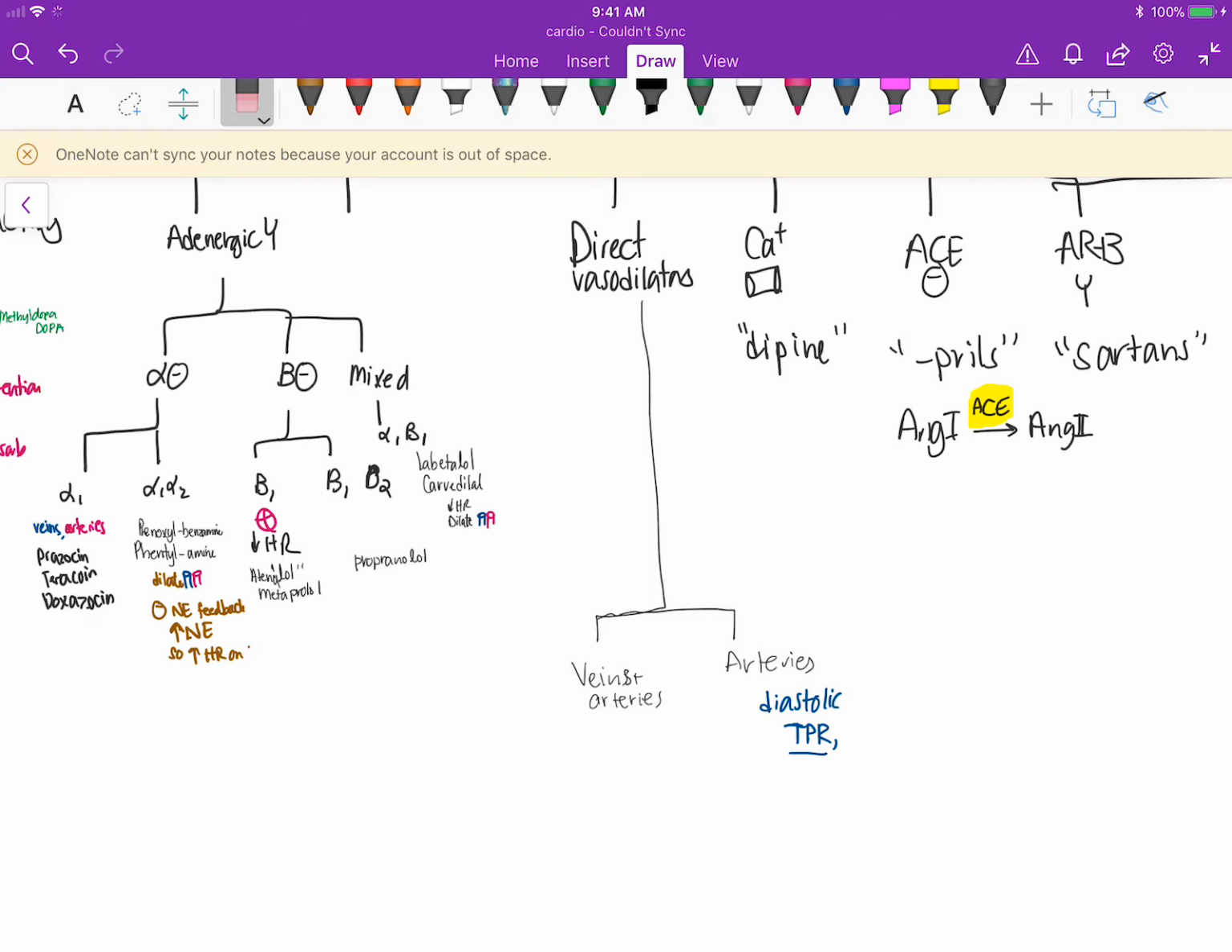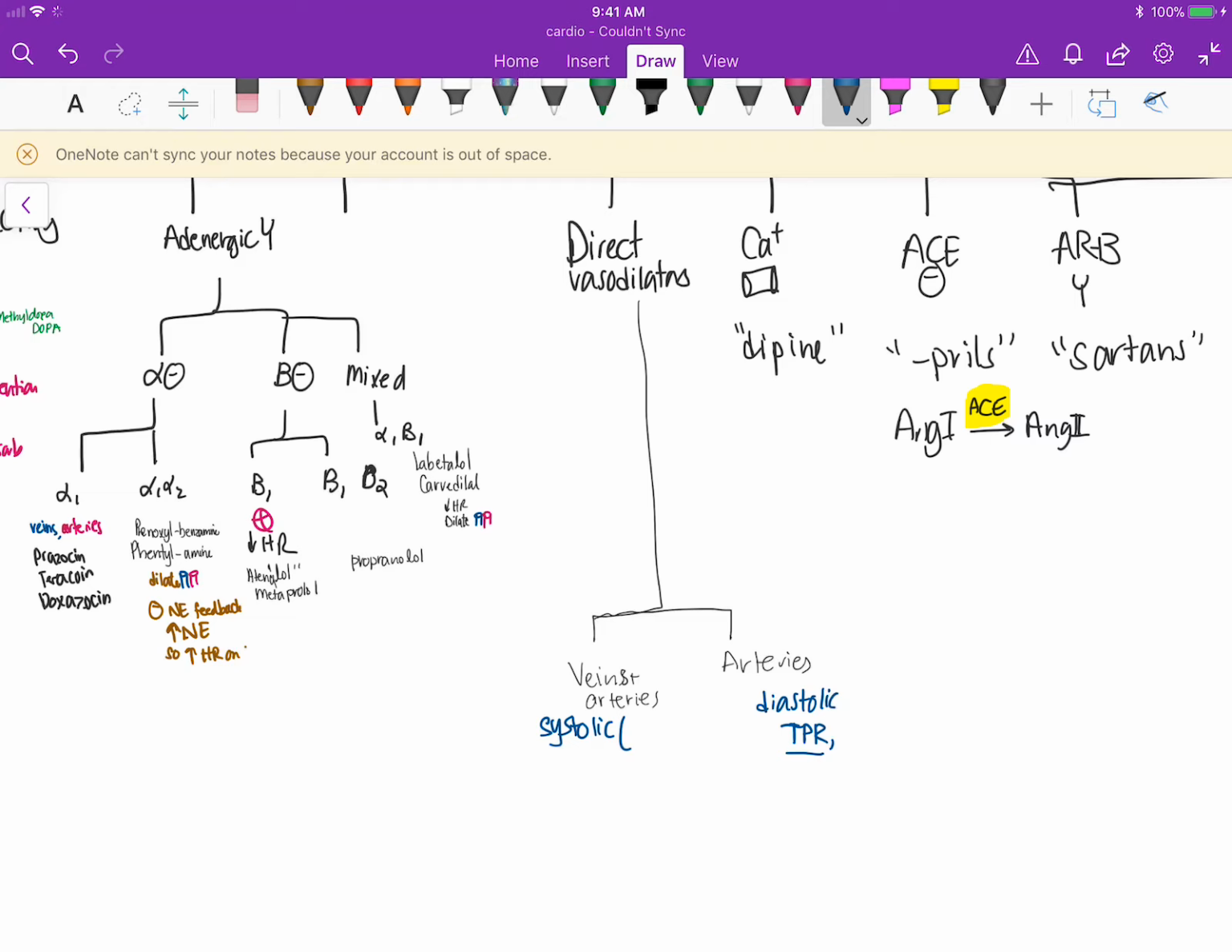So let me put this in a different way. Systolic depends on preload, and that depends on veins, versus diastolic depends on TPR, total peripheral resistance, in arteries.